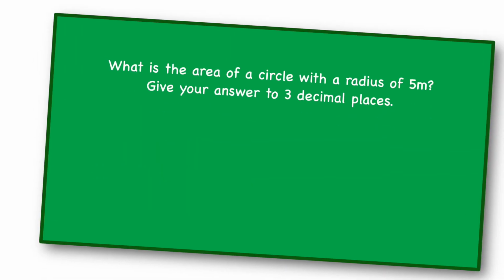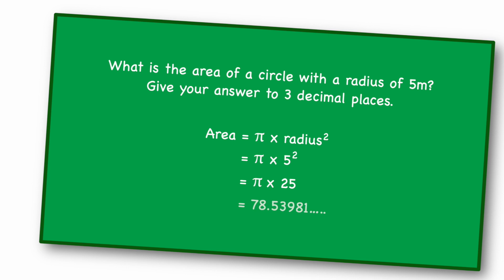What is the area of a circle with a radius of 5 meters? Give your answer to 3 decimal places. Well, the area is equal to pi multiplied by 5 squared, which is equal to pi multiplied by 25, and this gives an answer of 78.53981 and so on, and this is equal to 78.540 meters squared to 3 decimal places.